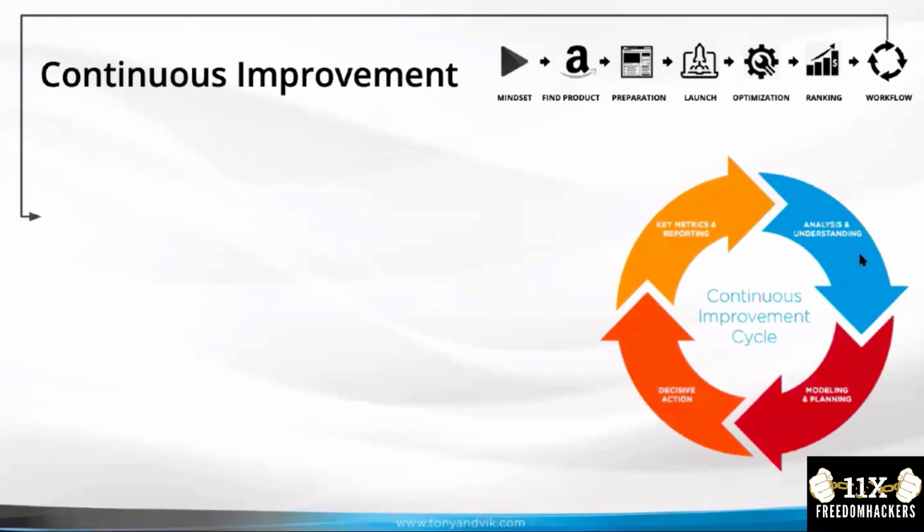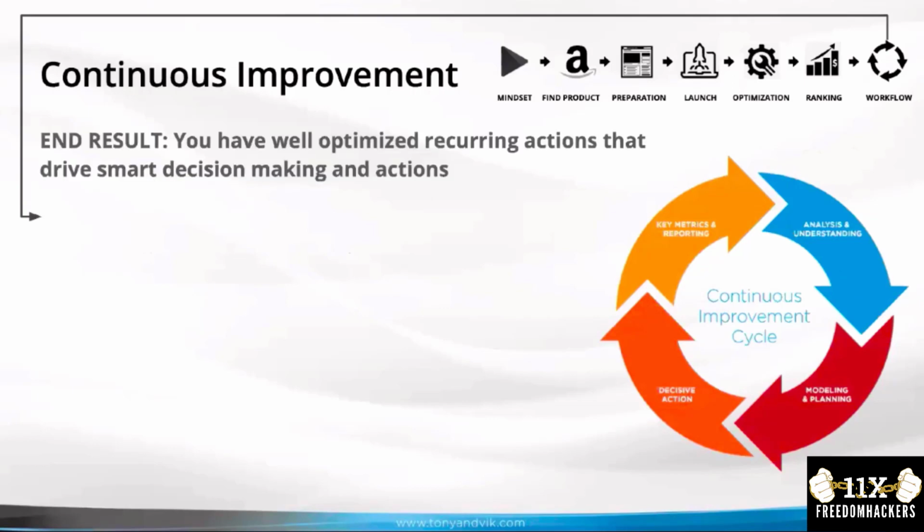The last one I call the workflow. And again, a lot of people are doing random things on Amazon. If you do random things, it's the same as if you want a sexy body and just do random things in the gym. You know what happens? Nothing, right? Same thing. Do you have well-optimized recurring actions in your life that drive smart decision-making and action?